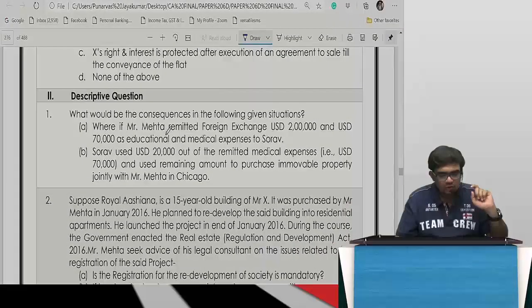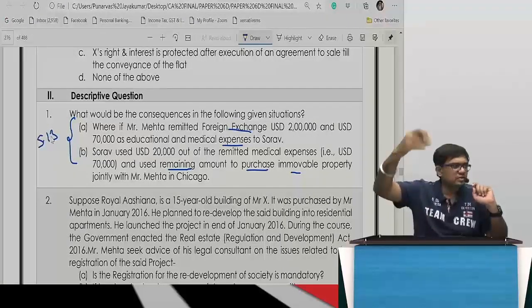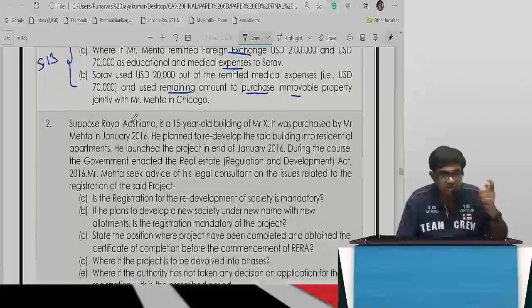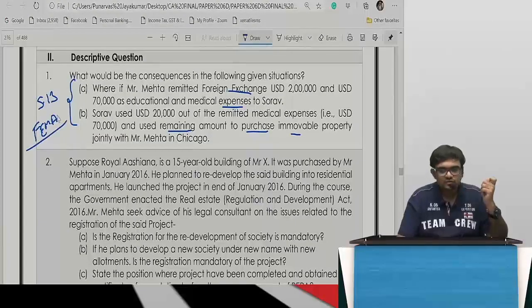Then, what would be the consequences in the following things? So here they are again talking about penalty only. Remaining penalty: section 13, 13(1)(a), 13(1)(b), all that comes under these penalty provisions. This is of which one, guys? FEMA. FEMA provisions.